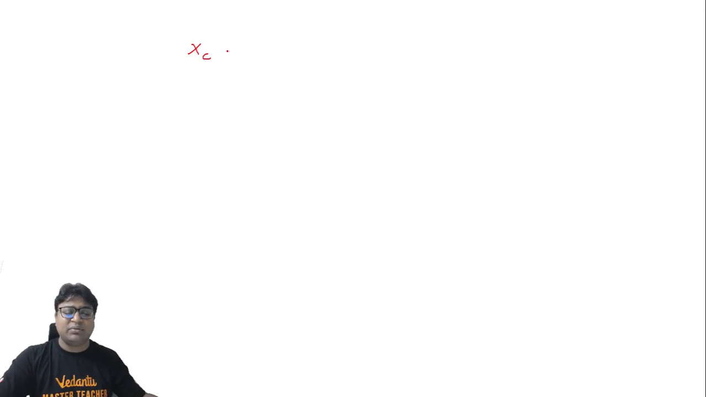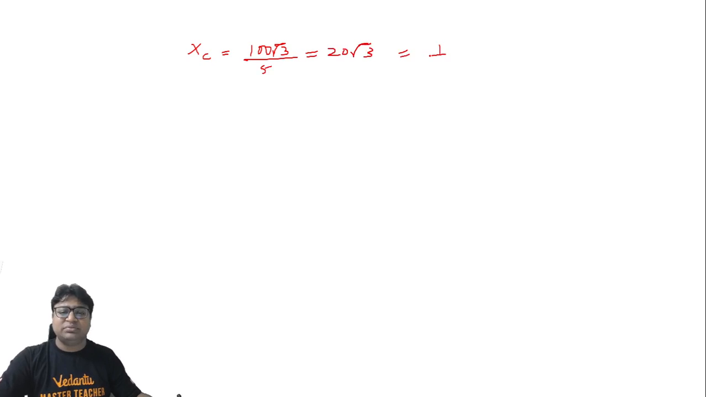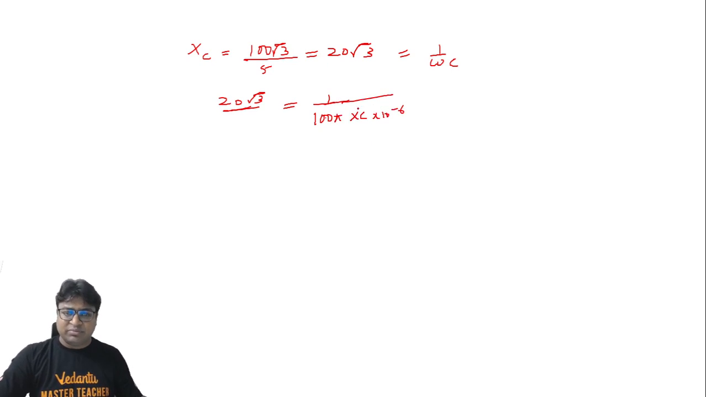Like if we are trying to calculate XC, we should write the voltage, that is 100 root 3, divided by the current, which is 5. So it comes out to be 20 root 3, and now this can be written as 1 upon omega C. So 20 root 3, okay, is equal to 1 upon omega into C. Okay, omega will become 100 pi and C is something that we are trying to figure out. So let me write it as C into 10 raised to the power 6 because of the microfarad.